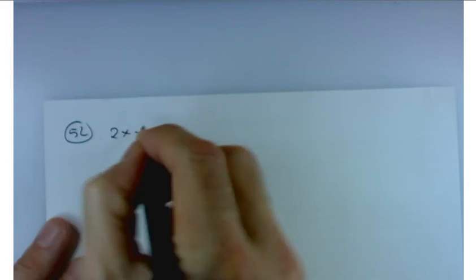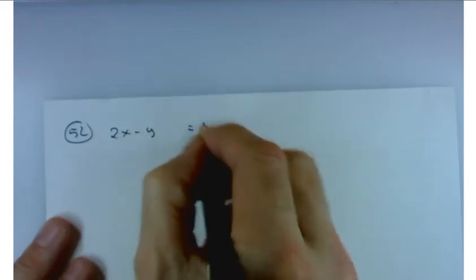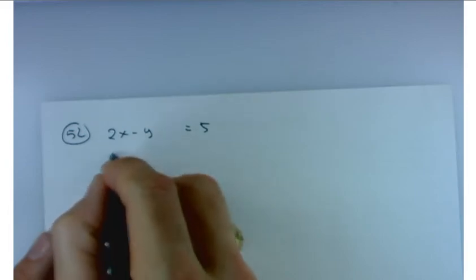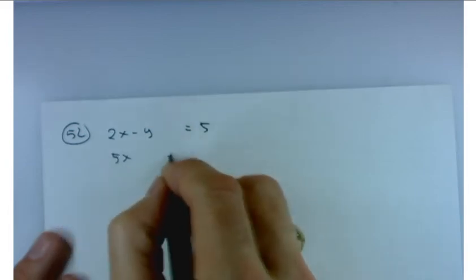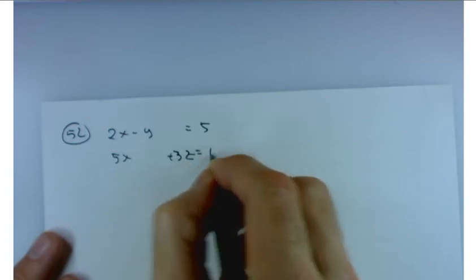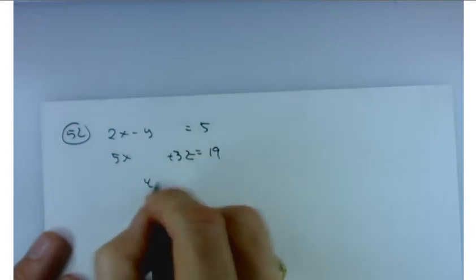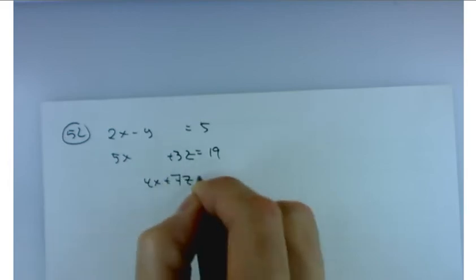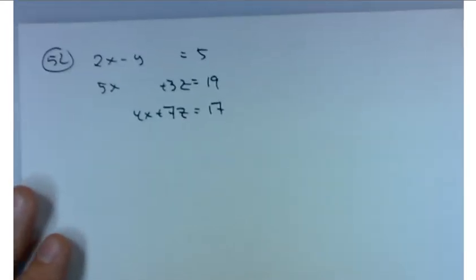Problem number 52. 2x minus y equals 5. 5x plus 3z equals 19, and 4x plus 7z is 17. So let's just practice the setup part.